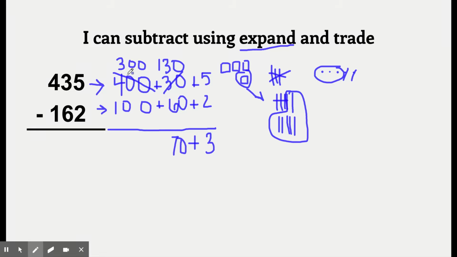Then I go to my hundreds place, and I have 3 hundreds left. If I take one of them away, I remember I was left with 200. When I write this number in standard form, I get 273. So you might notice that even though we used 2 different strategies, our answers are the same.